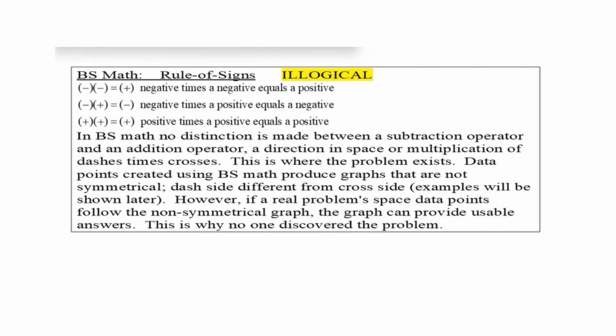Data points created using BS math produce graphs that are not symmetrical: the dash side is different from the cross side. Examples will be shown later. However, if a real problem's space data points follow the non-symmetrical graph, the graph can provide usable answers. This is why no one discovered the problem.